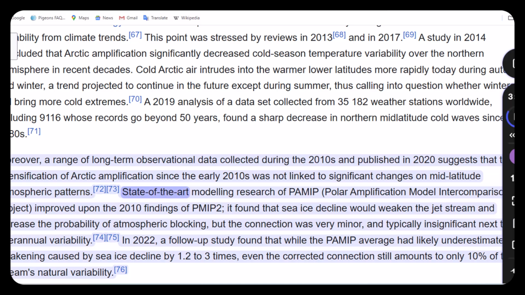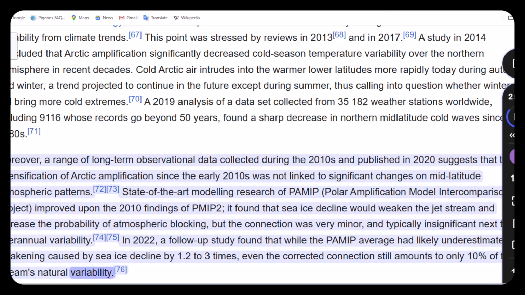State-of-the-art atmospheric modeling research of PAMIP, the Polar Amplification Model Intercomparison Project, improved upon the 2010 findings of PMIP2. It found that sea ice decline would weaken the jet stream and increase the probability of atmospheric blocking, but the connection was very minor and typically insignificant next to interannual variability. In 2022, a follow-up study found that while the PAMIP average had likely underestimated the weakening caused by sea ice decline by 1.2 to 3 times, even the corrected connection still amounts to only 10% of the jet stream's natural variability.